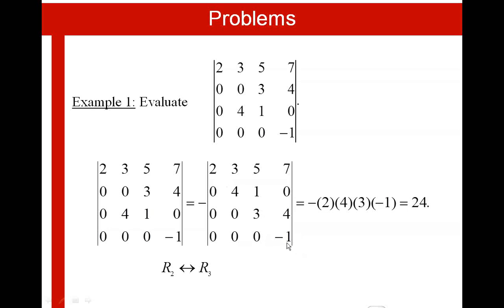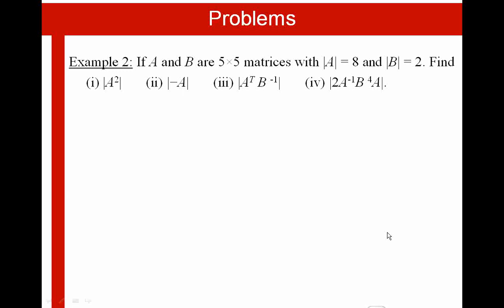Now this matrix has become an upper triangular matrix, and by the rule that we have seen before, the determinant of an upper triangular matrix is obtained by multiplying the elements along the main diagonal. We have a minus here, which translates to minus 1. 2 times 4 times 3 times minus 1. This is equal to 24. More examples.